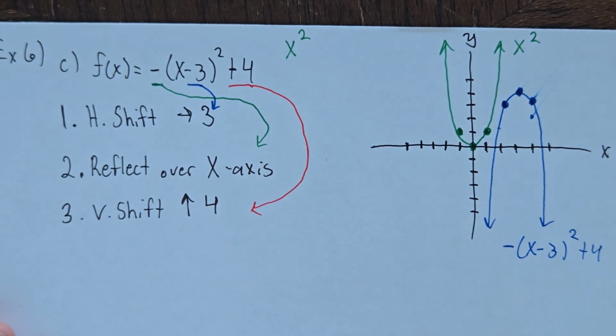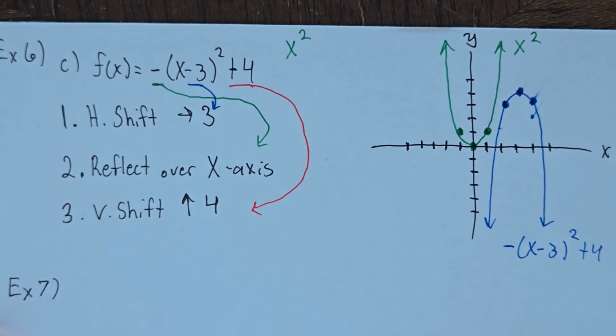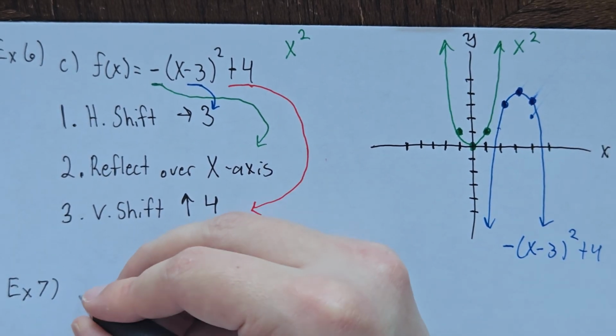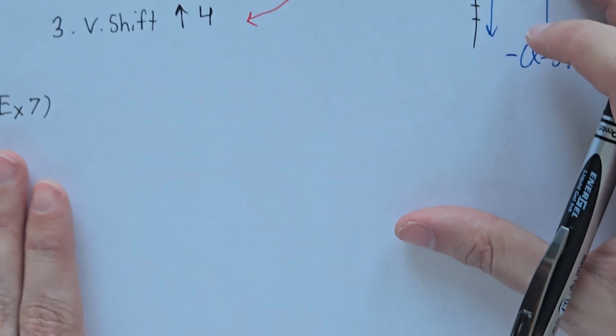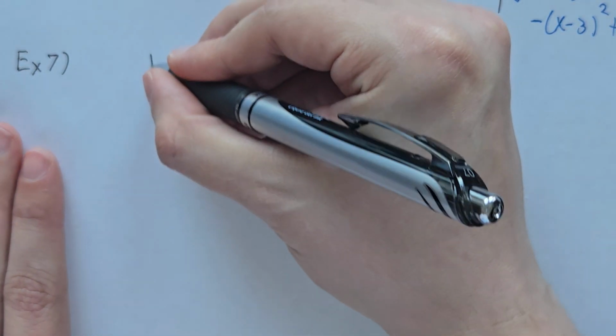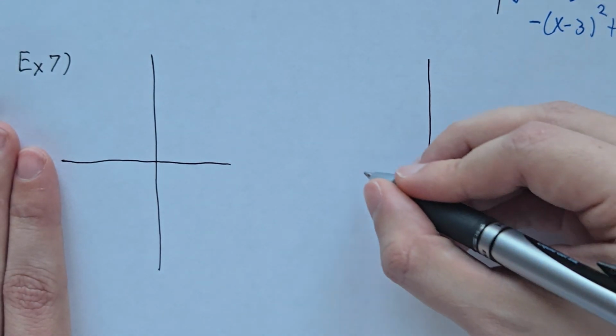Let's go ahead then and look at the last example that we'll need to look at in this section. I'll do example 7. Now, example 7 actually gives us a graph, and we'll use that to help with this problem right here. Let's go ahead and sketch the graph that it's giving us first, just so that we have reference to that. I'll sketch it here. And then we'll sketch the transformed version over here.